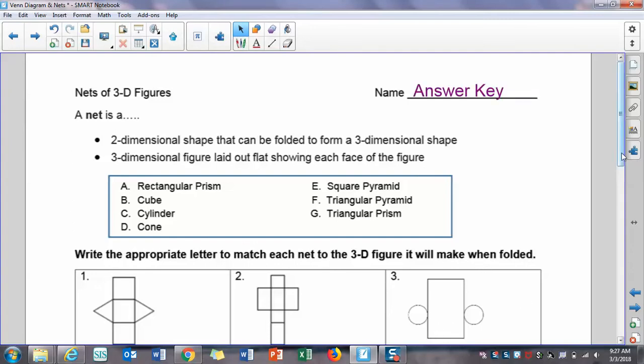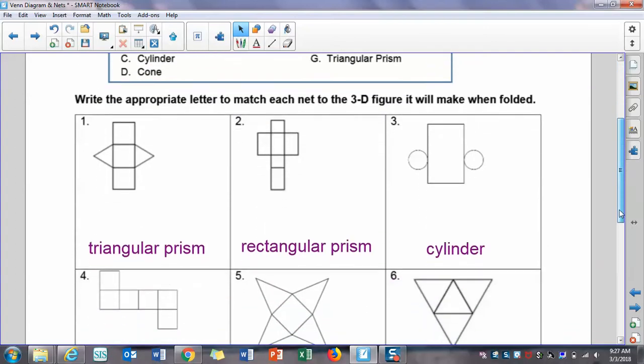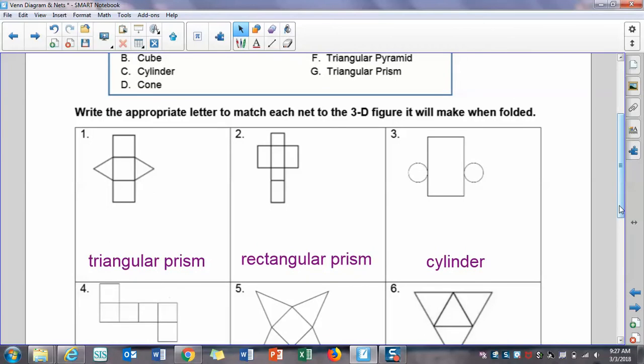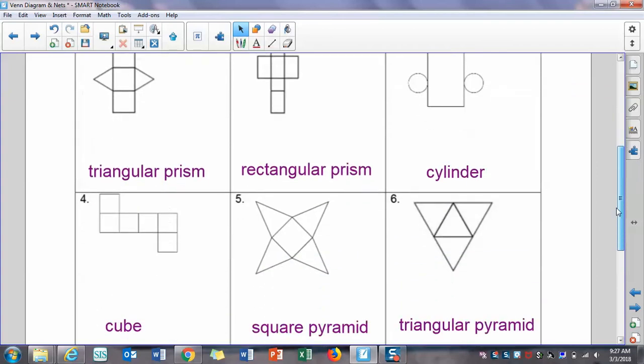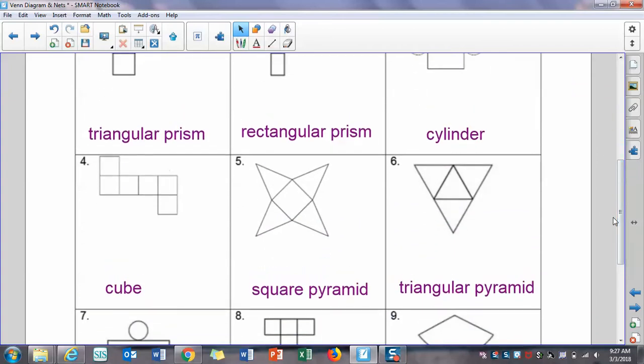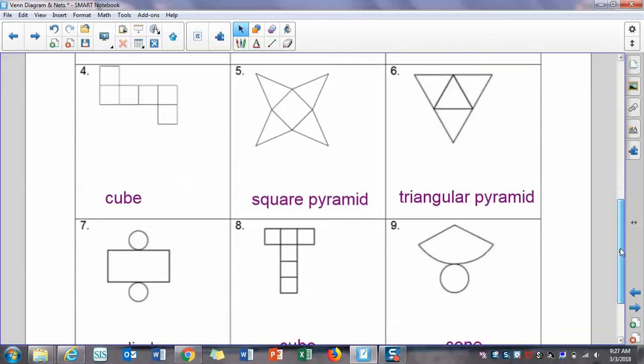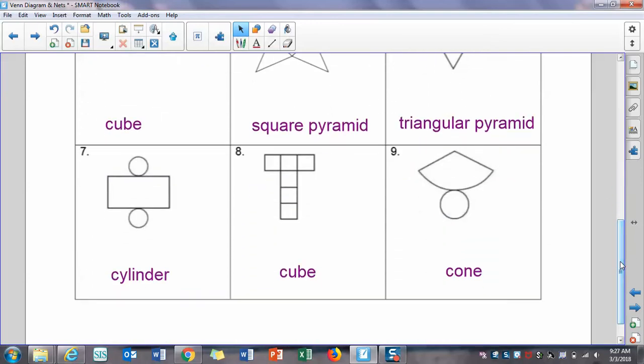Now that you have finished the practice, let's go ahead and look over the answers. So the first one should be a triangular prism, the second one a rectangular prism, and the third one a cylinder. If we go ahead and look at the next row, number 4 would be a cube, number 5 a square pyramid, again it has that square as its base, number 6 would be a triangular pyramid because it has a triangle as its base instead of a square, and then 7 would be again a cylinder, 8 would be a cube, and 9 would be a cone. So if you look, some of these repeated, and that's because you can have different types of nets just folded down a little differently.